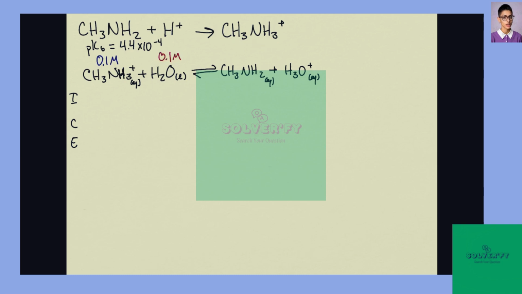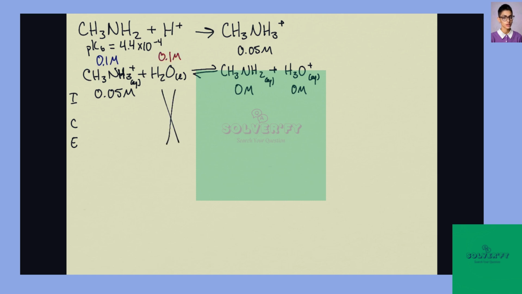But since we are also adding these two, the volume will double. And since we have an equal number of moles but a doubled volume, our molarity will halve. So we'll end up with 0.05 molar CH3NH3+. So now we know our initial value here, 0.05 molar. And then we start with 0 molar CH3NH2 and 0 molar H3O+. And liquids aren't included in these calculations, so we can just ignore water here.